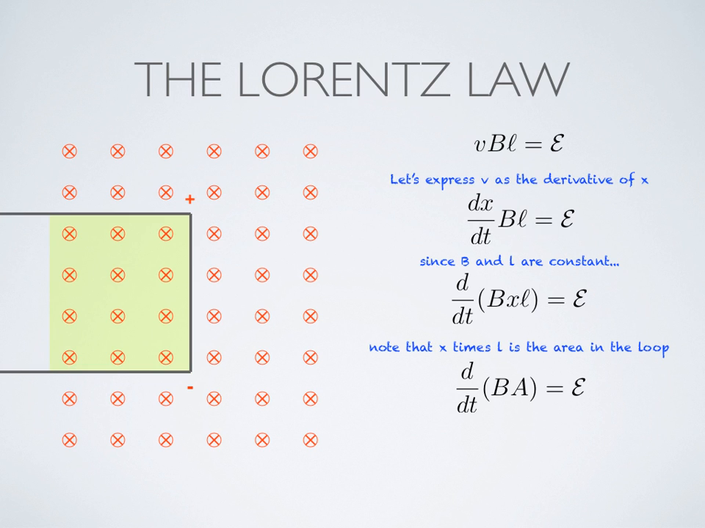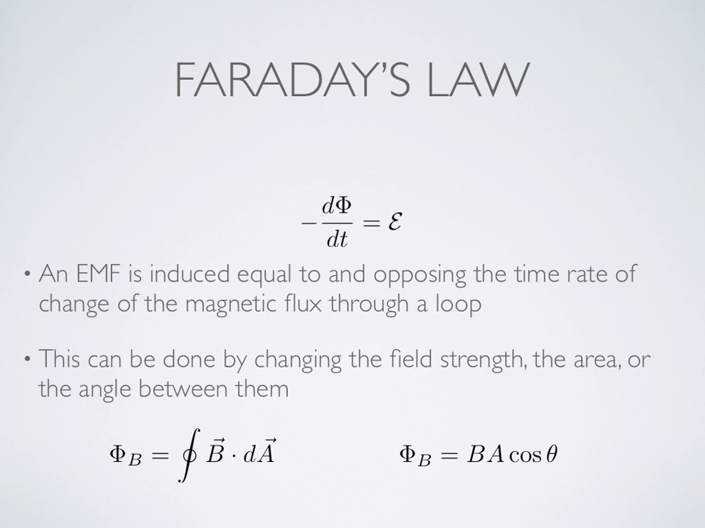Now, B times A, if you'll recall, is related to the flux. In fact, in this case, it's the negative of the flux, because B points into the screen and A, the way I've drawn it here, would point out of the screen. So the EMF is negative d phi dt, where phi is the magnetic flux through this loop, what's covered in that yellowish area with the red crosses going into the screen. Now this is Faraday's law: the EMF is negative d phi dt.